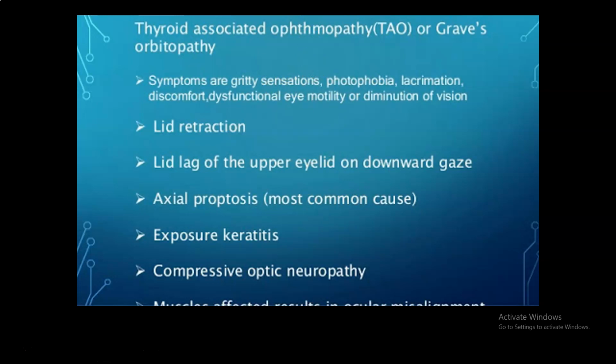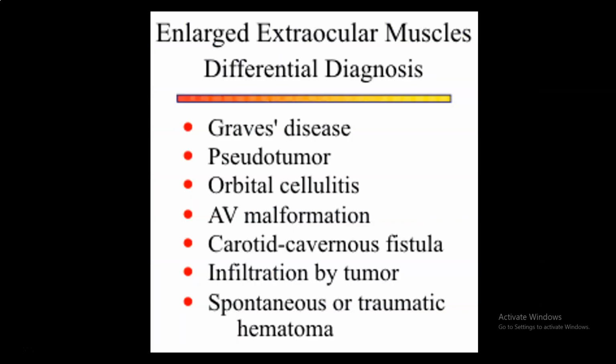You can remove the roof, the lateral wall, the medial wall, and even the superior wall, the floor, to get space for the muscle. And differential diagnosis of enlarged muscle: the first of them is Graves' disease, but also pseudotumor can involve the muscle. Orbital cellulitis can inflame the muscle and increase it in size. AV malformation can impede the venous drainage of the muscle. Same for carotid cavernous fistula. Infiltration by a locally malignant tumor or hematoma in a muscle can be spontaneous or traumatic.